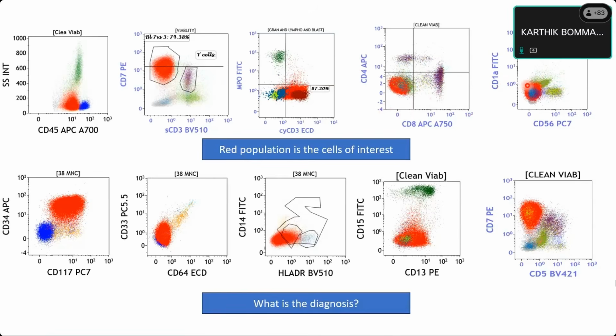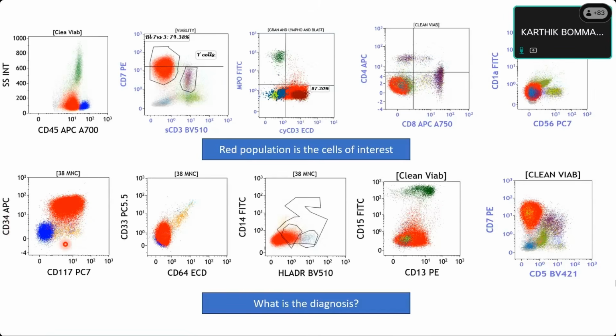And CD1a? CD1a is negative. And CD56? CD56 is also negative. And CD34? This is my normal internal negative control. CD34 is positive. CD117 is also positive, bright positive. So you have a T lineage oriented cell which is positive for CD34 and CD117. CD34 is an immaturity antigen and CD117 is a myeloid lineage antigen, right?